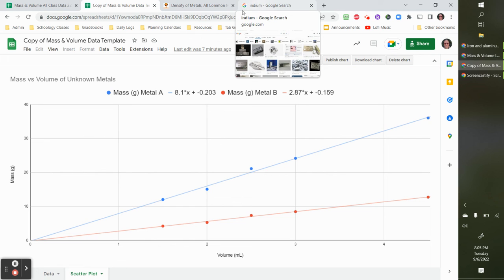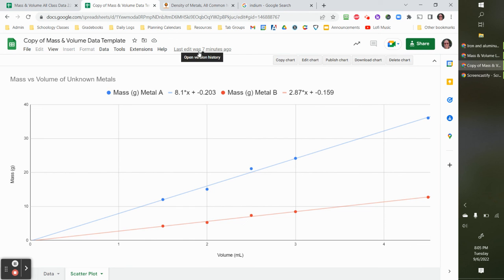Now, since you chose your own 5 data points, you might have ended up spot on for iron, or if you chose data points that weren't quite as good, you might have ended up much further off and chosen another metal. Again, the main thing here is to think about the fact that density is mass over volume. The slope of the line is the density, and to use that and use your information from the internet to identify the metal. All right, hopefully that helps you understand our lab, and I will see you guys soon.